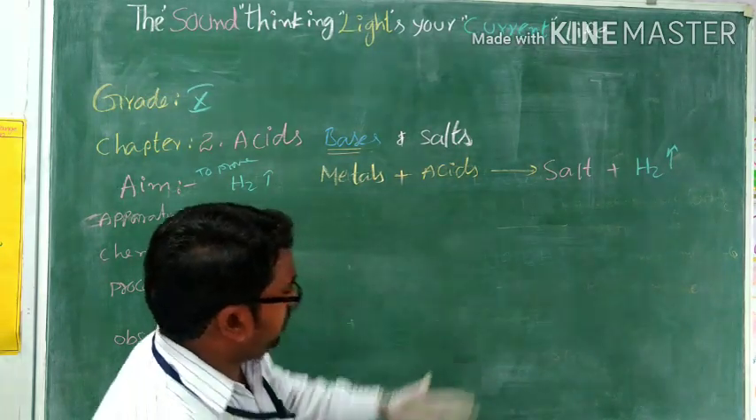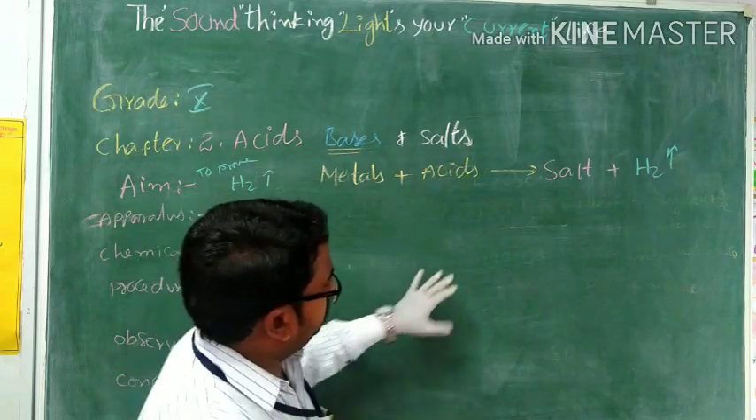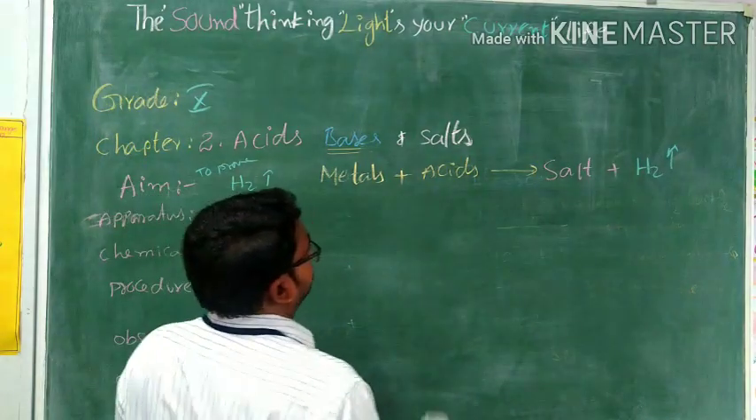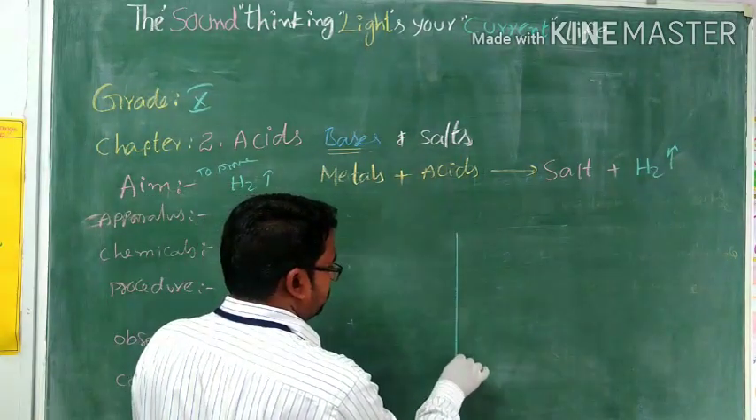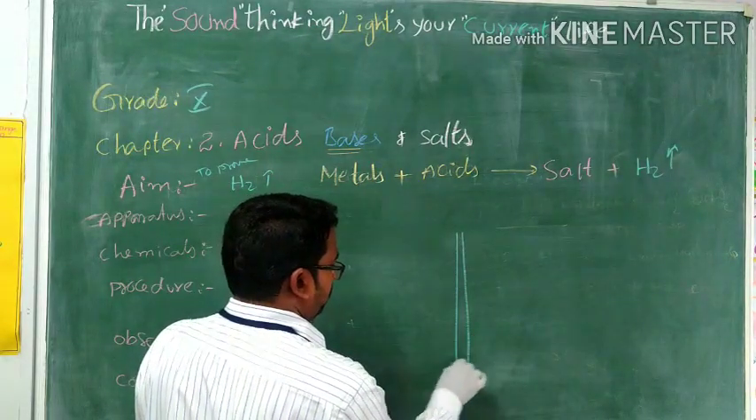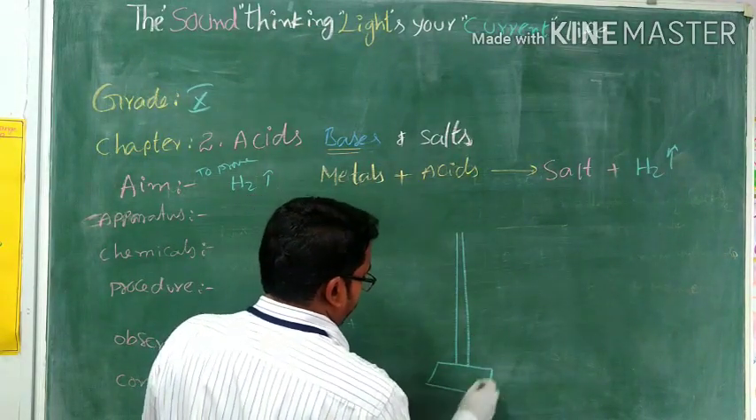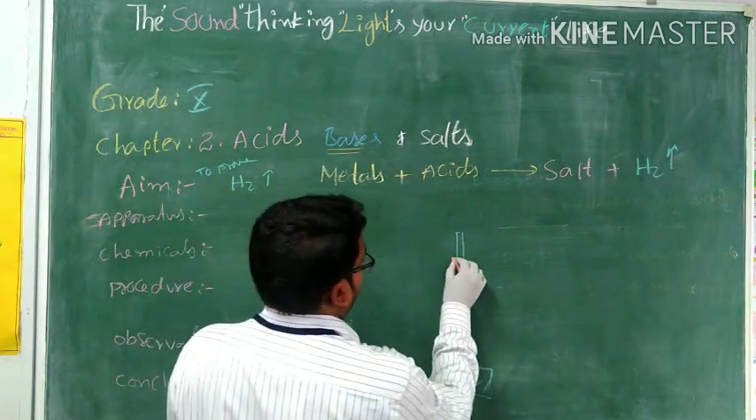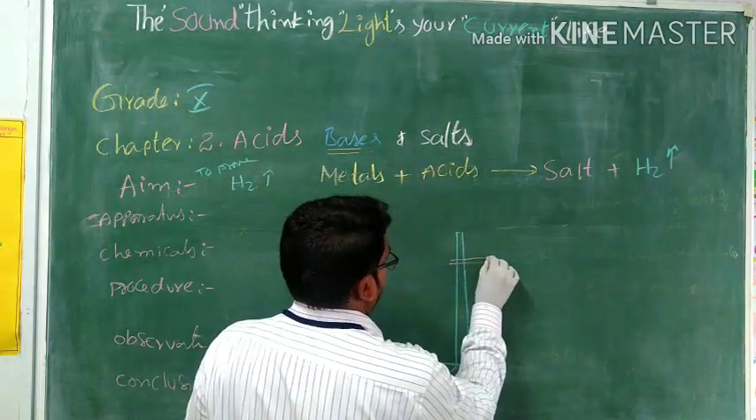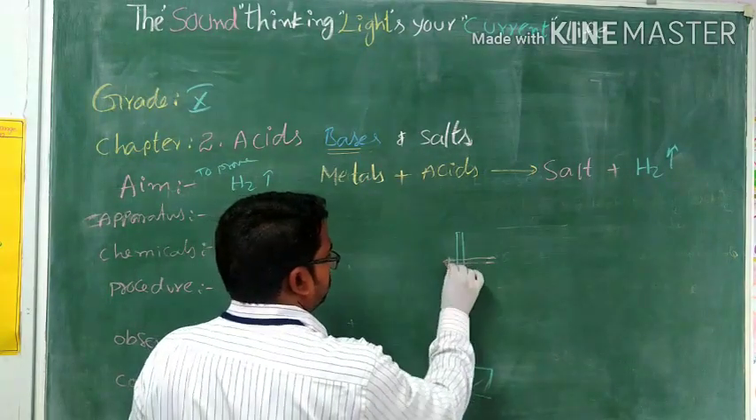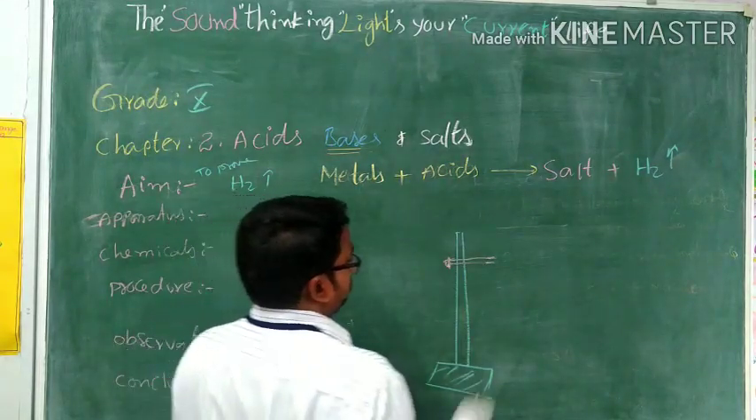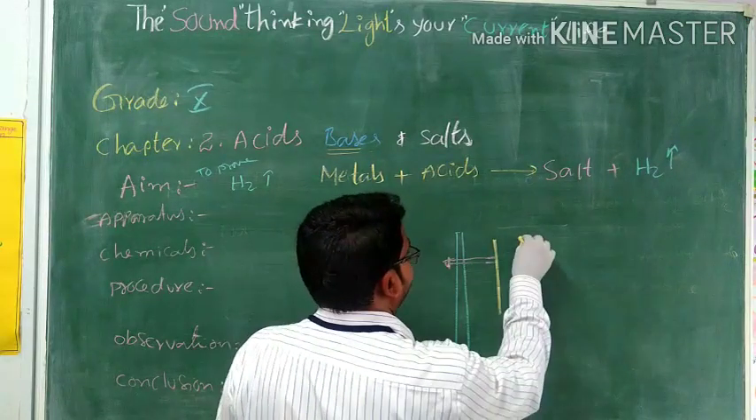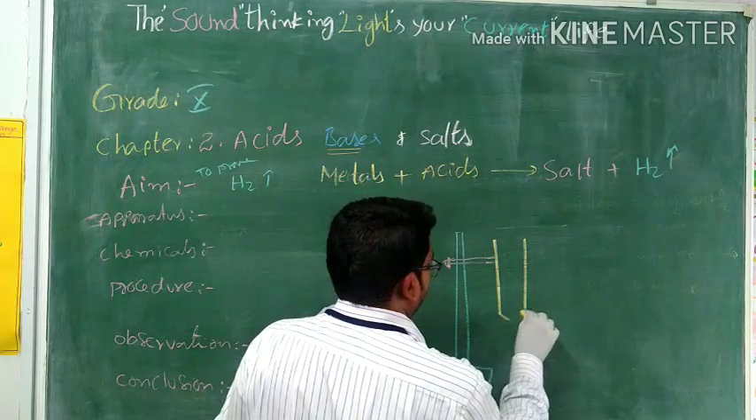By drawing a small diagram, we can analyze what apparatus we need. For that, first we need 1 retort stand. 1 retort stand like this, and to this retort stand there will be a holder like this. To this holder, you have to suspend 1 boiling tube. Boiling tube like this, one boiling tube.